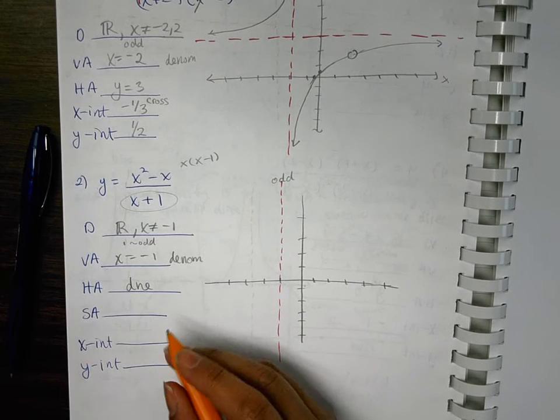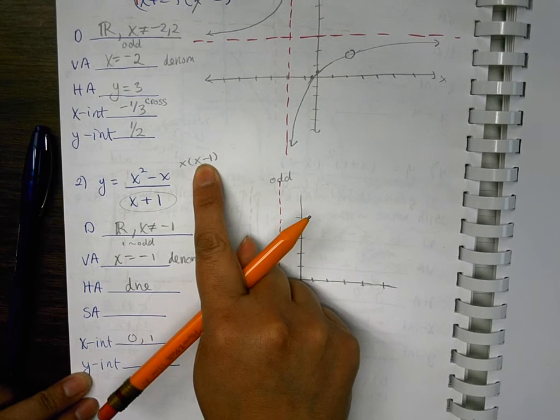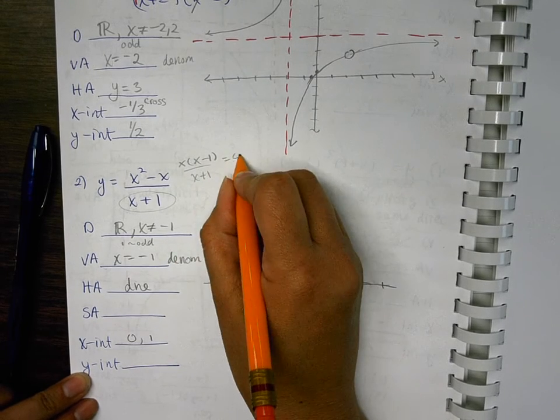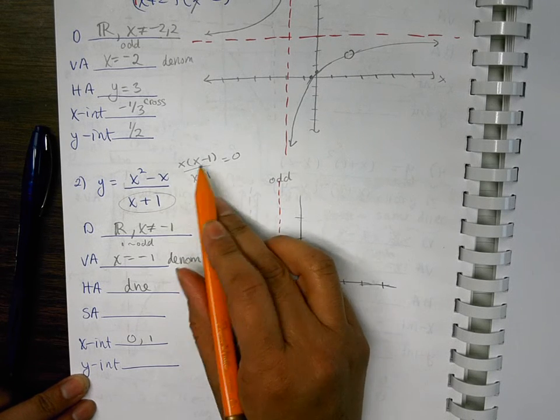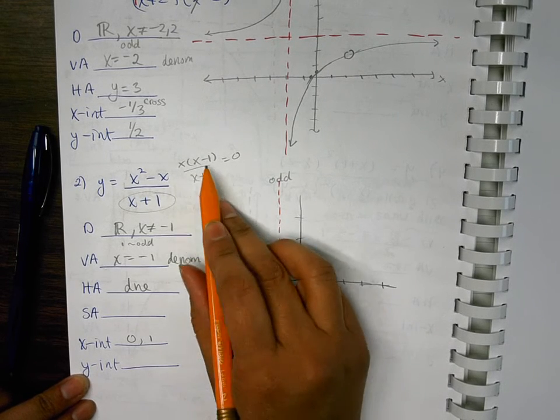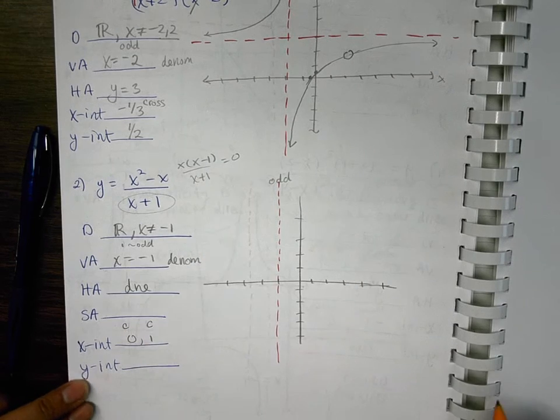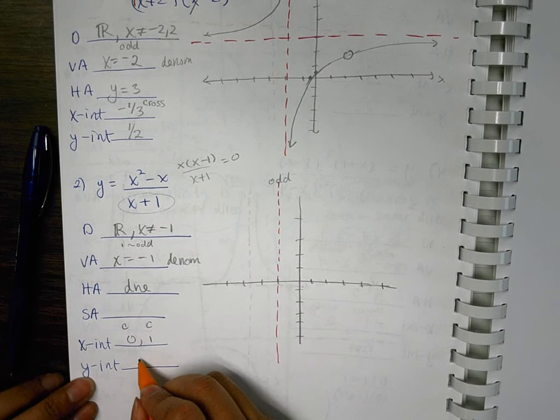You have 2 of them. What are they? 0 and 1. It's coming from right here, right? When you set this equal to 0, what happens to the bottom? And you get 0 and 1. What do we notice about the multiplicity of each one? So are they crosses on both of them? All right, y-intercept, 0 minus 0 over 1 is 0.